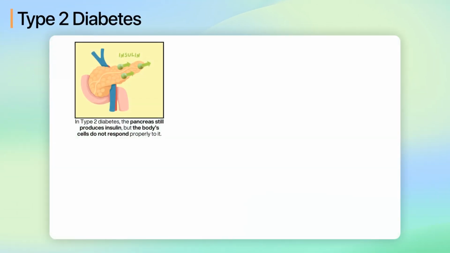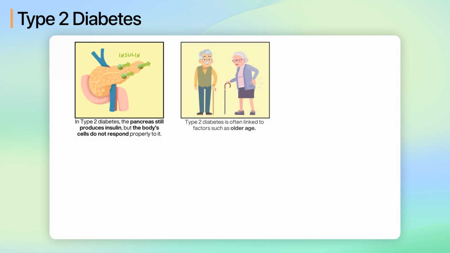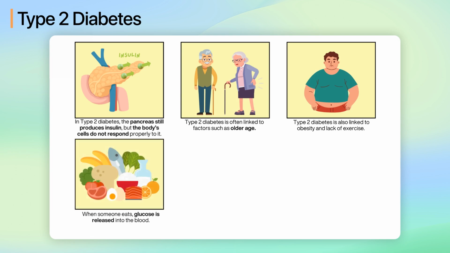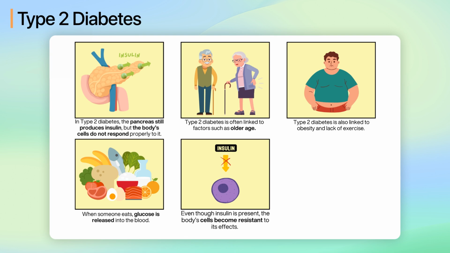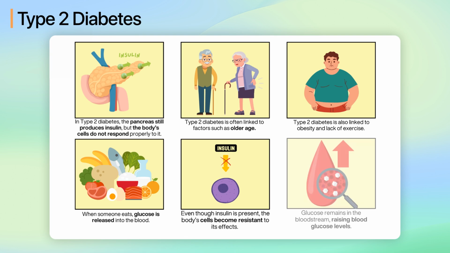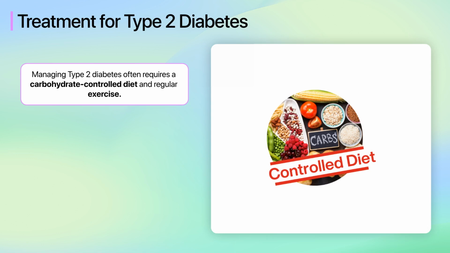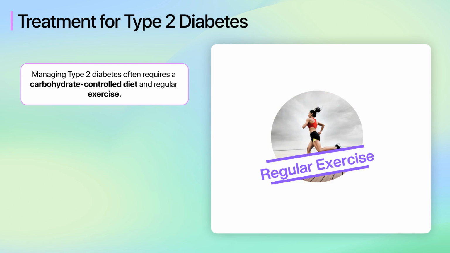In type 2 diabetes, the pancreas still produces insulin, but the body's cells do not respond properly to it. This is often linked to factors such as older age, obesity, and lack of exercise. Even though insulin is present, the body's cells become resistant to its effects. This means that glucose remains in the bloodstream instead of being absorbed by the cells. Managing type 2 diabetes often requires a carbohydrate-controlled diet and regular exercise. These lifestyle changes help improve the body's sensitivity to insulin.